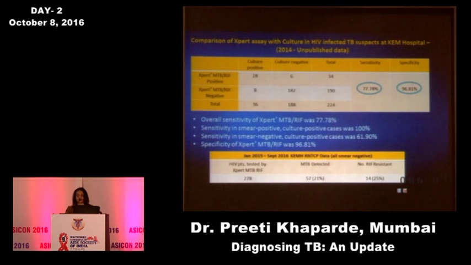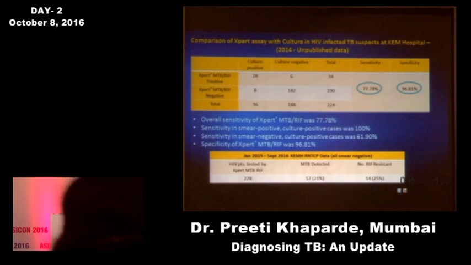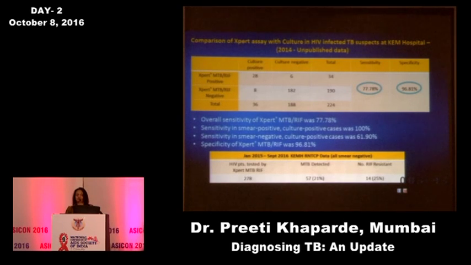Under the program, under the RNTCP, from Jan 15, we started testing all HIV infected patients with this as the first initial test, and so far we have done 278 tests, of which 21% were detected as Mycobacterium tuberculosis, and almost 1/4 of them were RIF resistant. And all of these were smear negative.